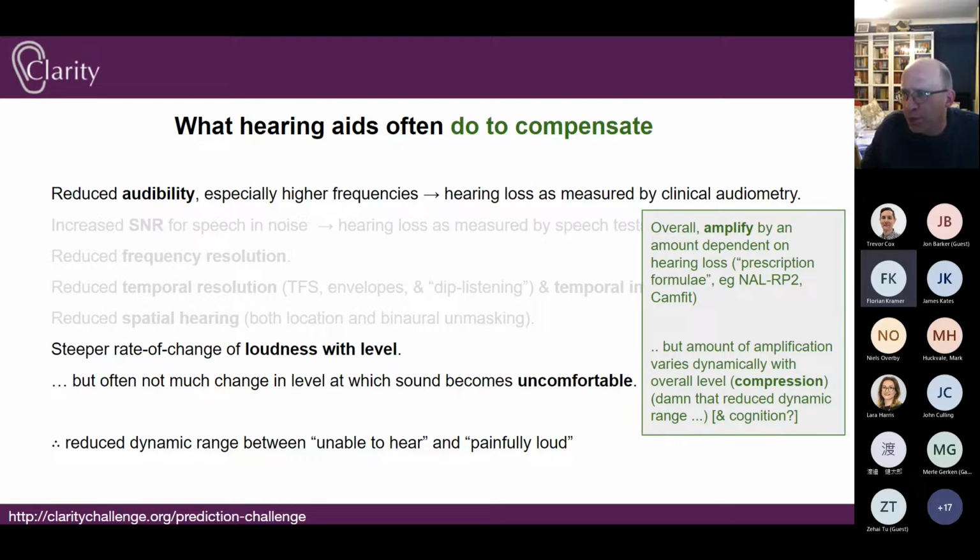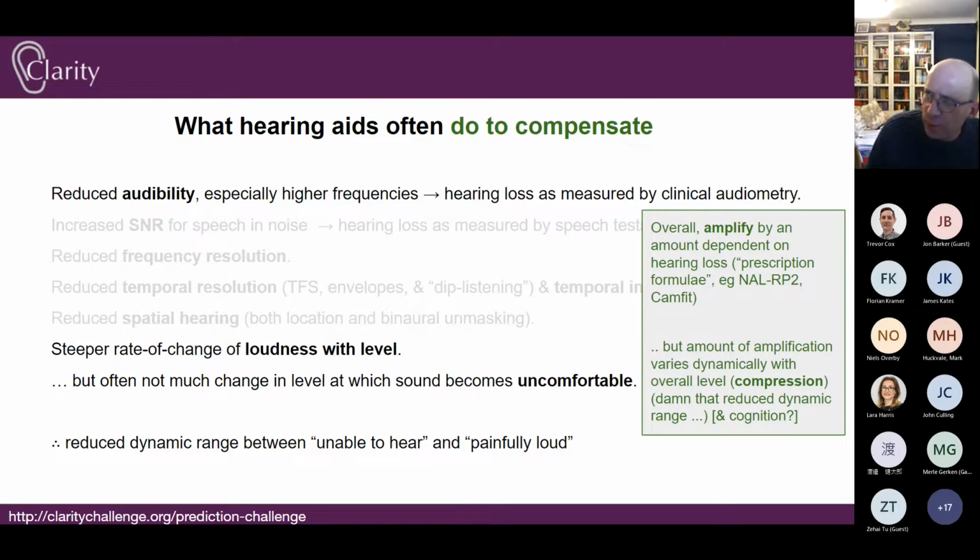Although I've not put it on this slide, it looks like hearing loss is associated with overall cognitive loss. It's associated with dementia. And there's much research going on at the moment to try and work out which way the causation goes, or if it's mediated by something else.